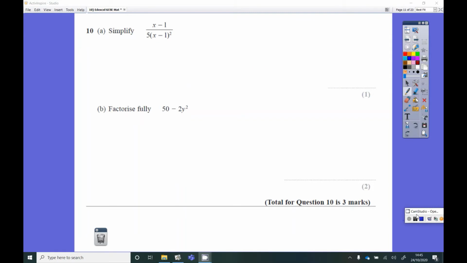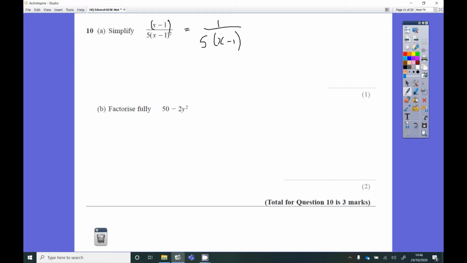Okay, so 10 part A. So we have an x minus 1 in the numerator and an x minus 1 in the denominator, because remember the denominator here is 5 times x minus 1 in a bracket times another x minus 1 in a bracket. So one of those x minus 1's can cancel out, leaving you with just 1 over 5 lots of x minus 1.